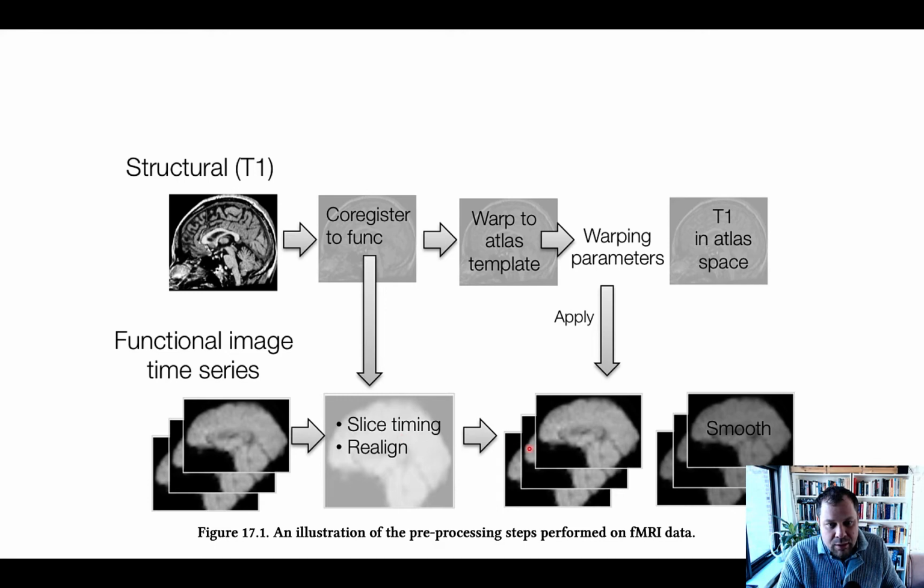We have then normalized all of this to standard space based on co-registering the anatomical image to the functional images and warping the anatomical image to an atlas template. And we did this using segmentation in SPM. This gives us parameters that we can then apply to the functional images. And finally, we have smoothed all of these images. So this is basically the entire pre-processing stream that we've conducted.